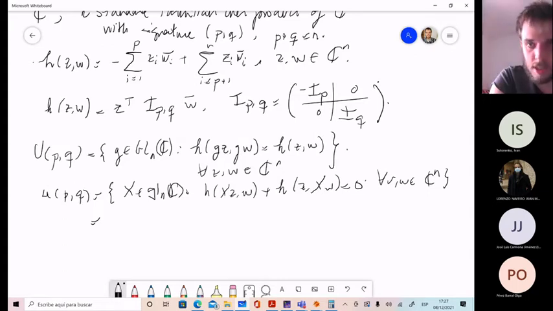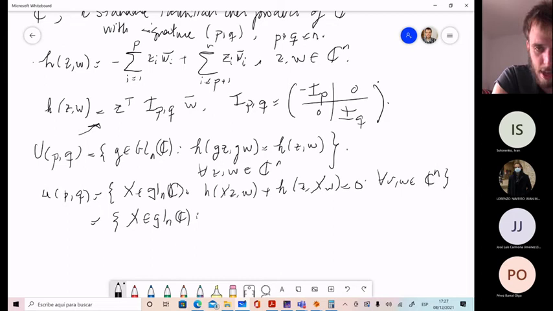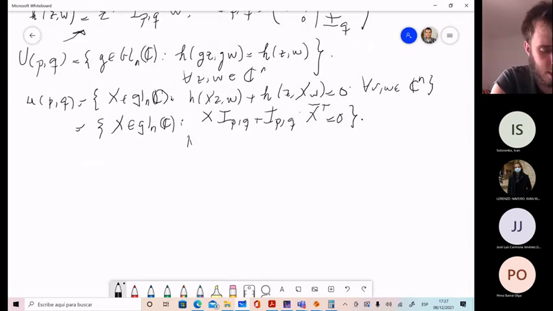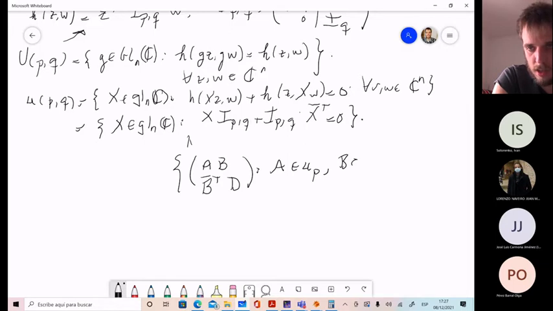And now, using this matrix expression, we can rewrite this as the set of matrices with complex entries such that X times I_{p,q} plus I_{p,q} times X conjugate transpose is equal to 0. And you can check that indeed these are the matrices of this form, A, Z, minus Z conjugate transpose, D, where A is in here, and Z is in here. Okay. So now, how do I get the real forms or the real structures?